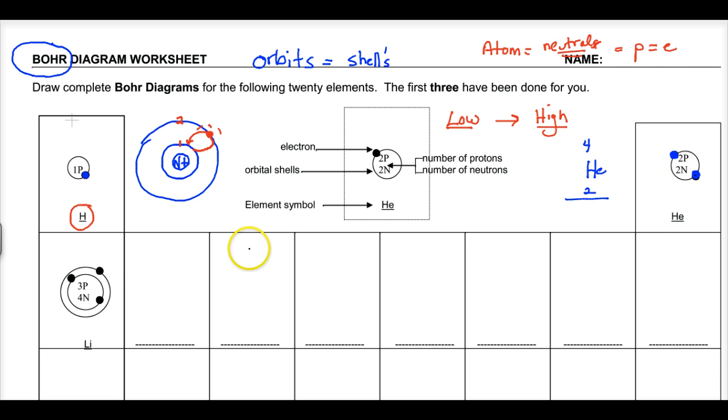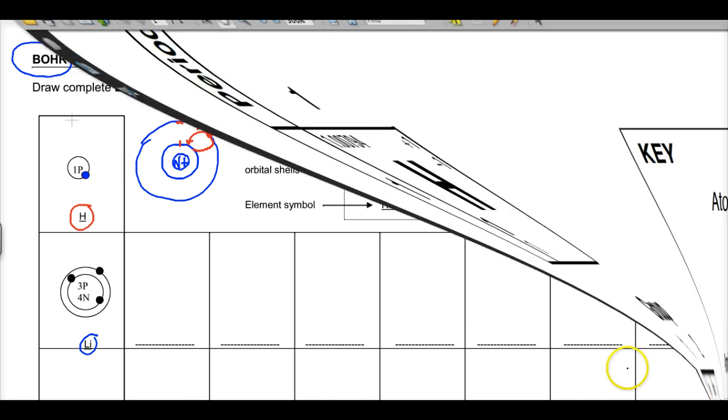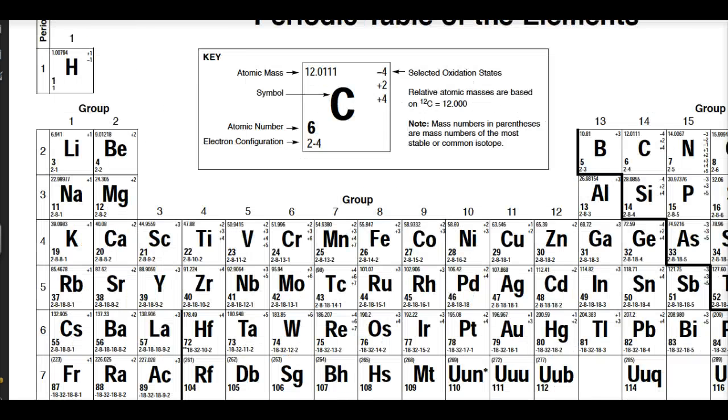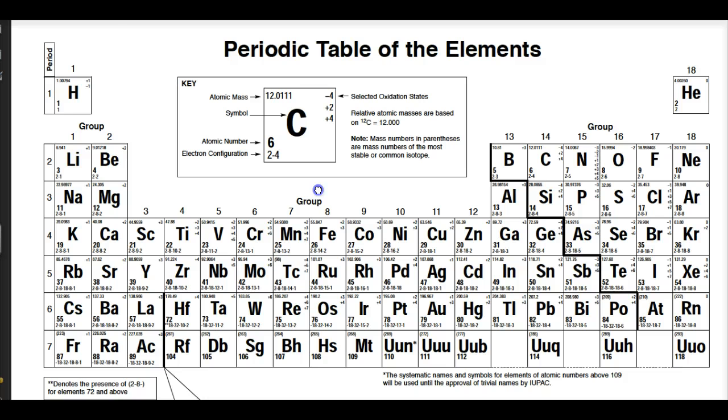Now notice when we go to lithium, we have to add an extra shell. Well, how do I know that? Well, if we go to the periodic table, there's a couple of clues here. The clue is this. If I look at my periodic table, I can see that this number, number 1, is the first shell. So in the first shell, there's only 2 electrons, right? Hydrogen has 1, and helium has 1 more.